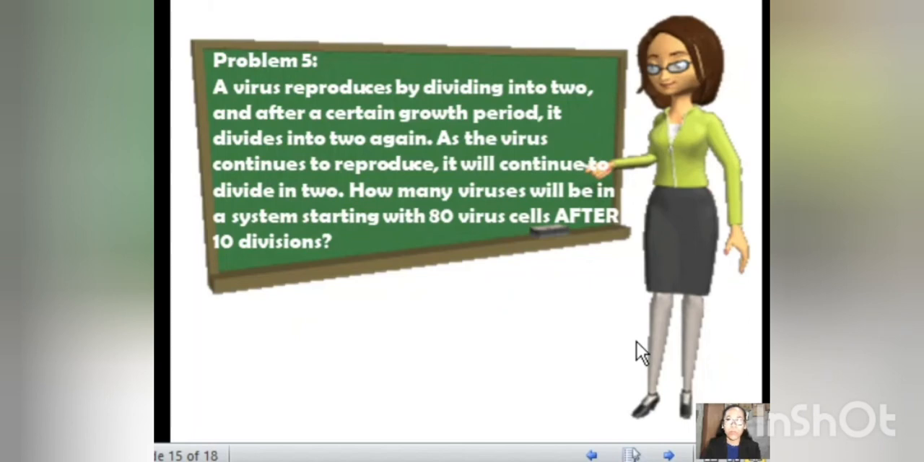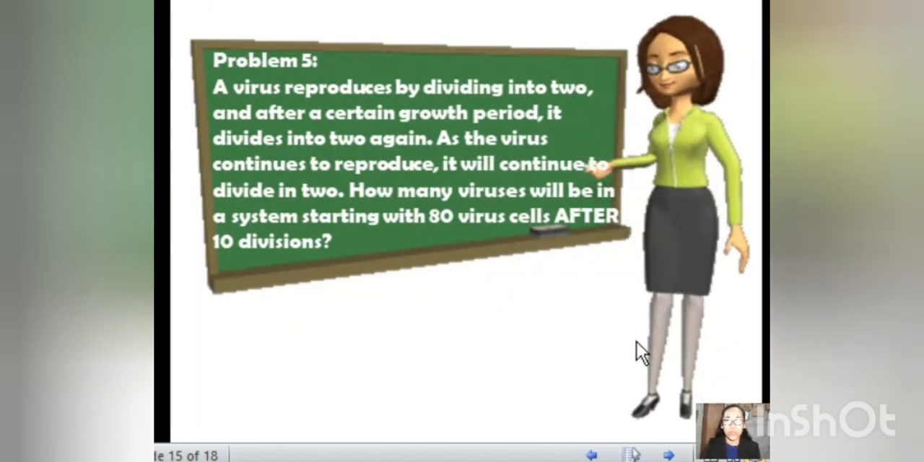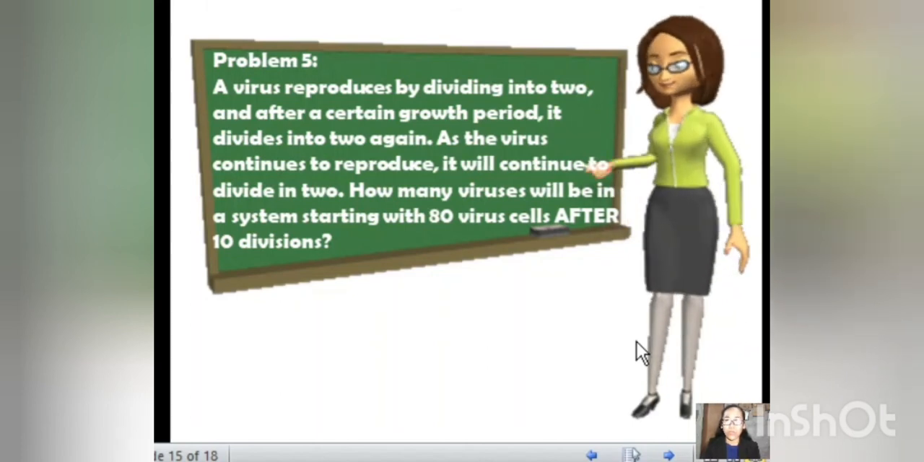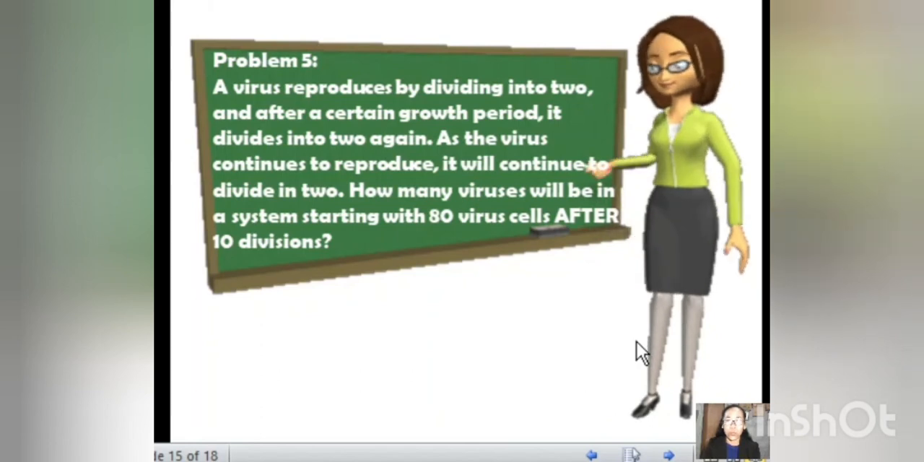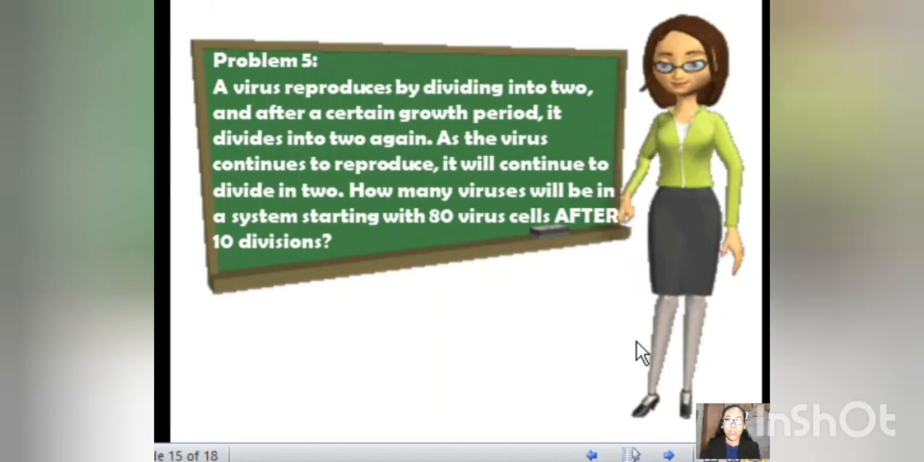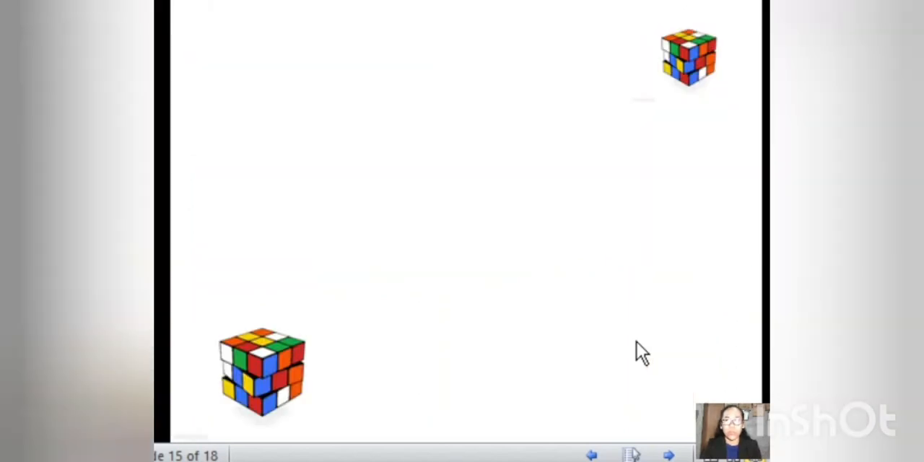Next, problem number 5. A virus reproduces by dividing into 2. And after a certain growth period, it divides into 2 again. So as the virus continues to reproduce, it will continue to divide in 2. So how many viruses will be in a system starting with 80 virus cells after 10 divisions?